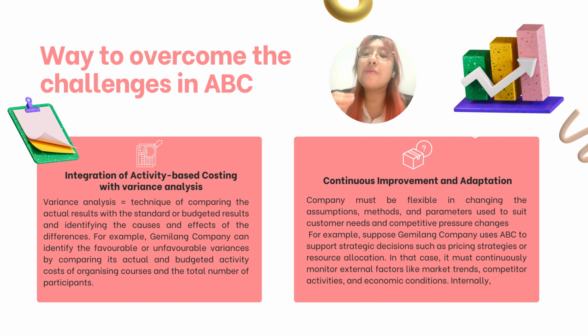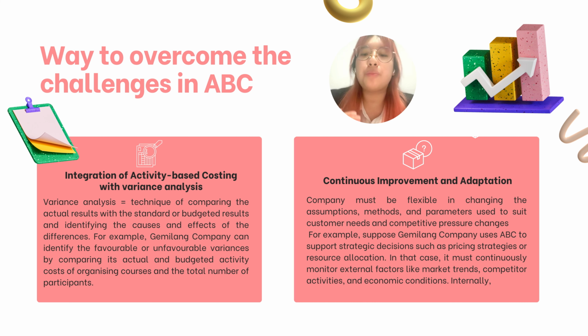Well, if the ABC method and variance analysis are applied together, Gemilang company can identify the favorable and unfavorable variances by comparing its actual and budgeted activity costs. With that, the company can also investigate the reasons behind unfavorable variances and take actions to improve them. Another practical solution Gemilang company can use is continuously improving and adapting the system, as the ABC method requires constant review and updating rather than a one-time project.